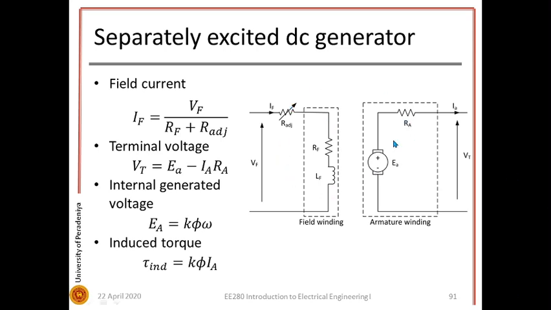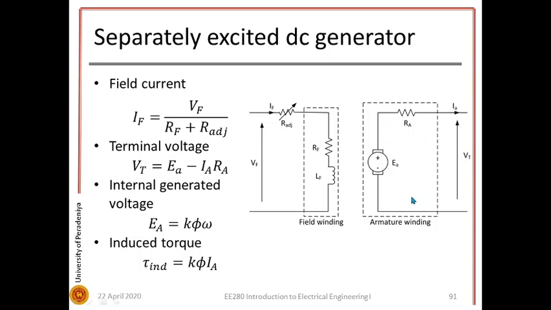First we will look at the simplest one, which is the separately excited DC generator. You have a separate field winding and separate armature winding. This is the field winding, RF is the field winding resistance, LF is the inductance which represents the flux generation, and then you have the R adjust which you can use to control the field current. Thereby you can control the amount of flux produced inside the machine.